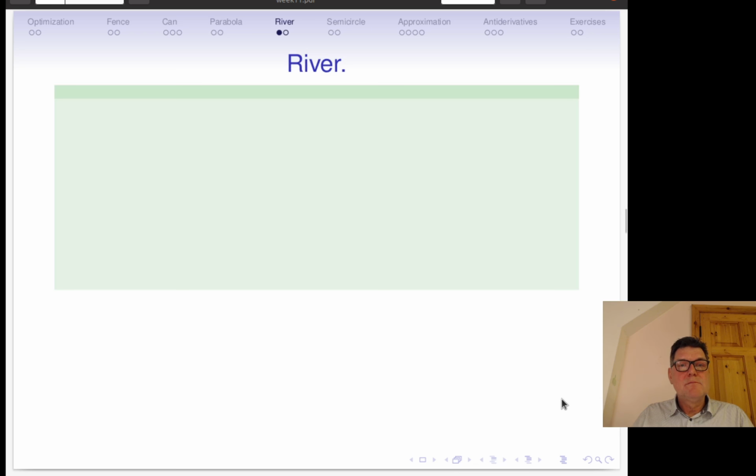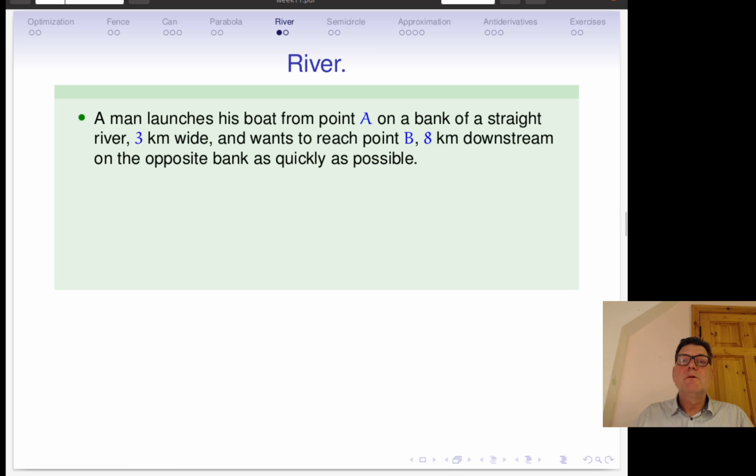In the next problem we watch a man cross a river. A man launches his boat from a point A on a bank of a straight river 3 kilometers wide and wants to reach a point B 8 kilometers downstream on the opposite bank as quickly as possible.